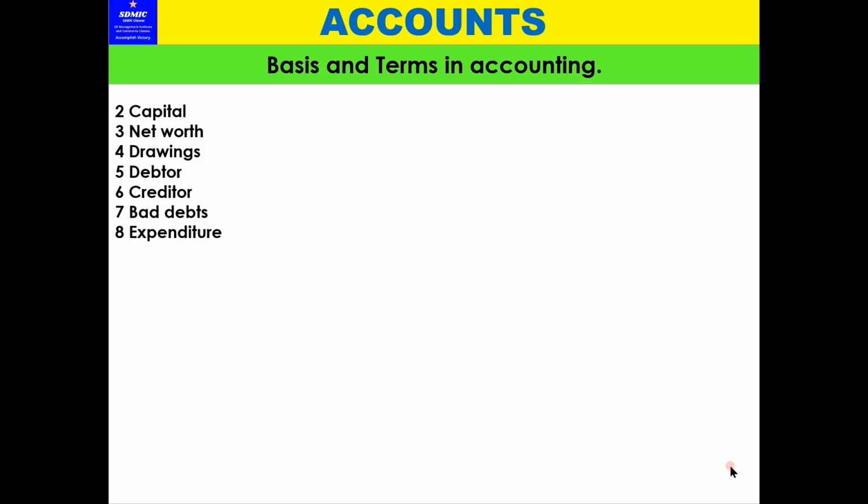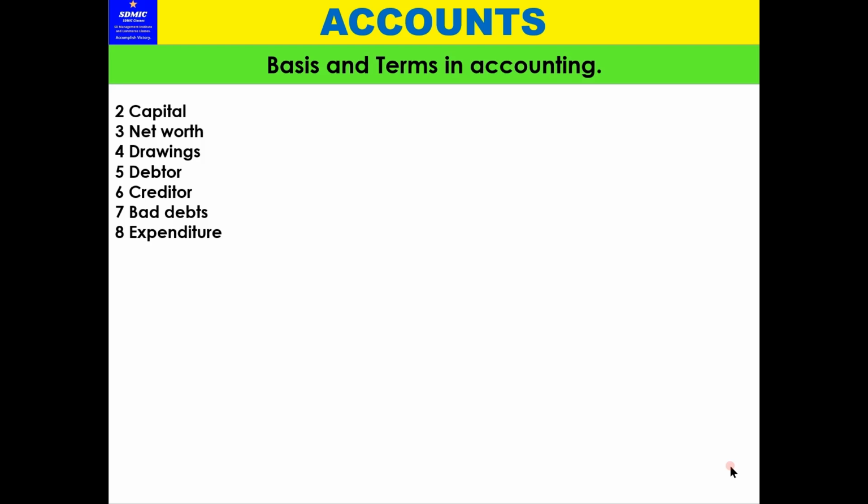Bad debts means receivables which are not going to get. That means out of the total debtors, some debtors may become bad, they may not be able to pay. So over a time it has to be written off from the books of accounts because it is not going to come back. That is called bad debts.